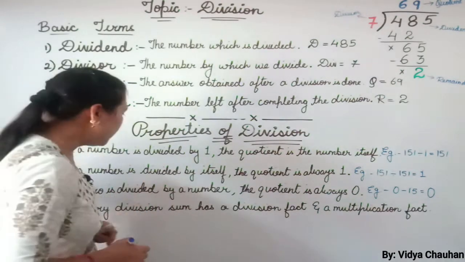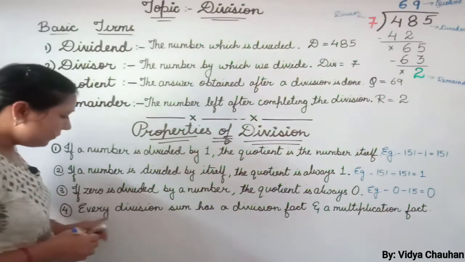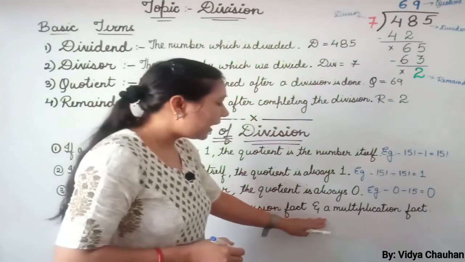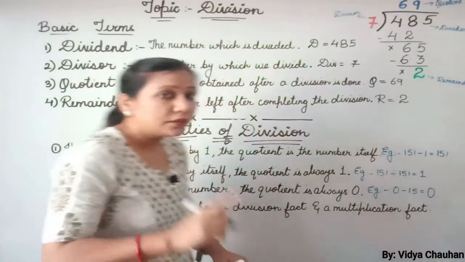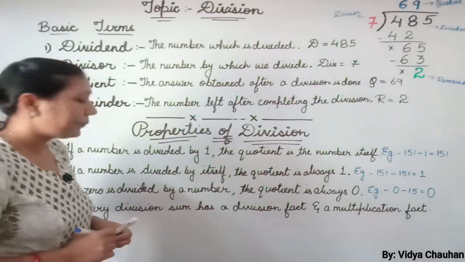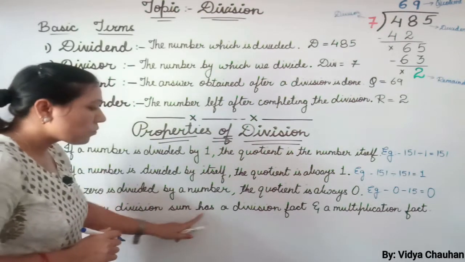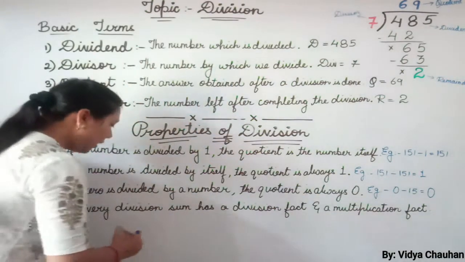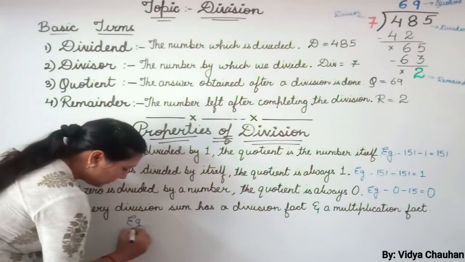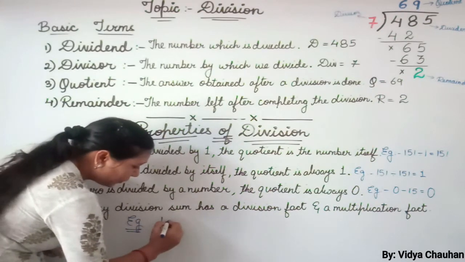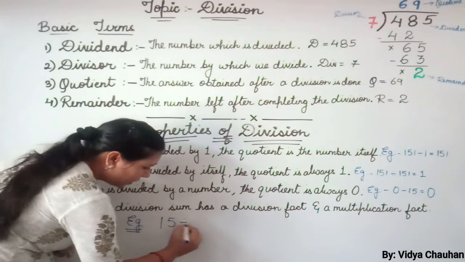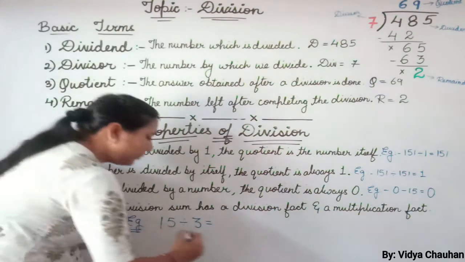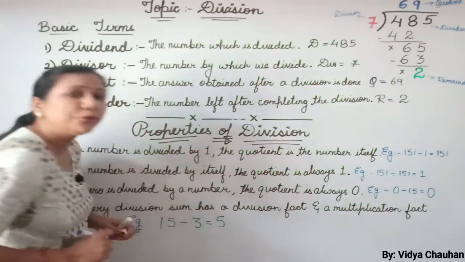Coming to the fourth property of division: every division sum has a division fact and a multiplication fact. This is a very important property of division. Now let me take an example. Suppose I write 15 divided by 3. What will be the answer if I divide 15 by 3? Yes, the answer is 5.